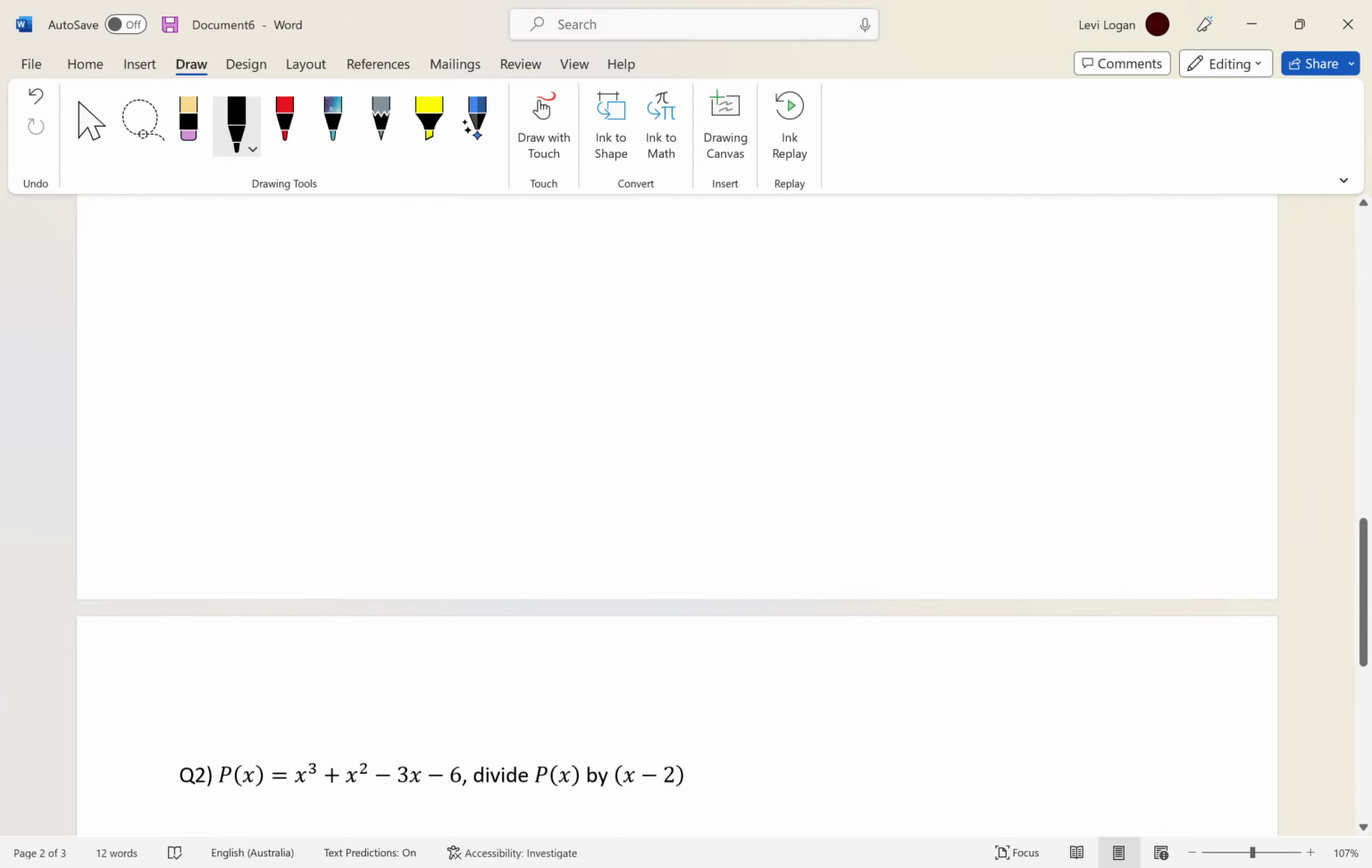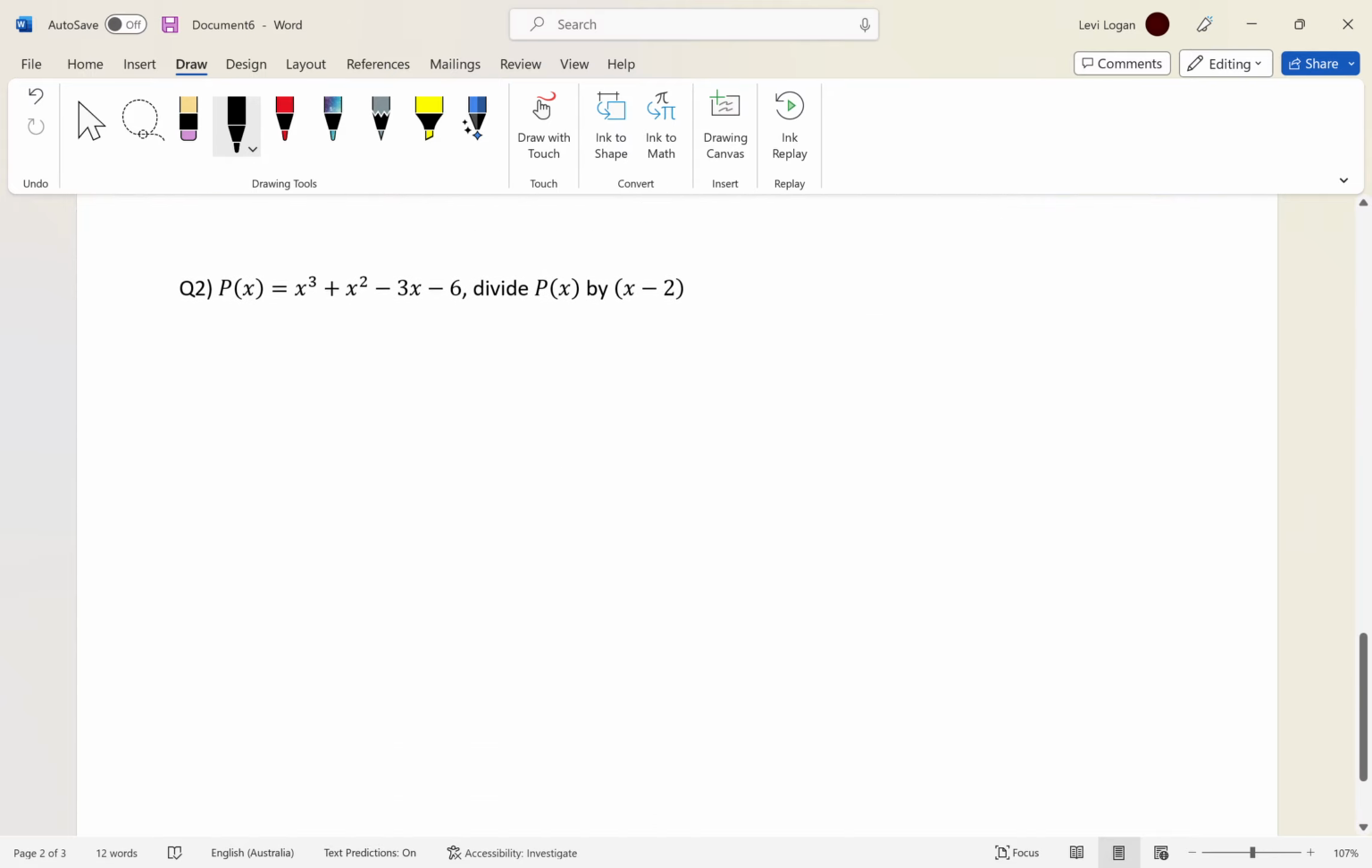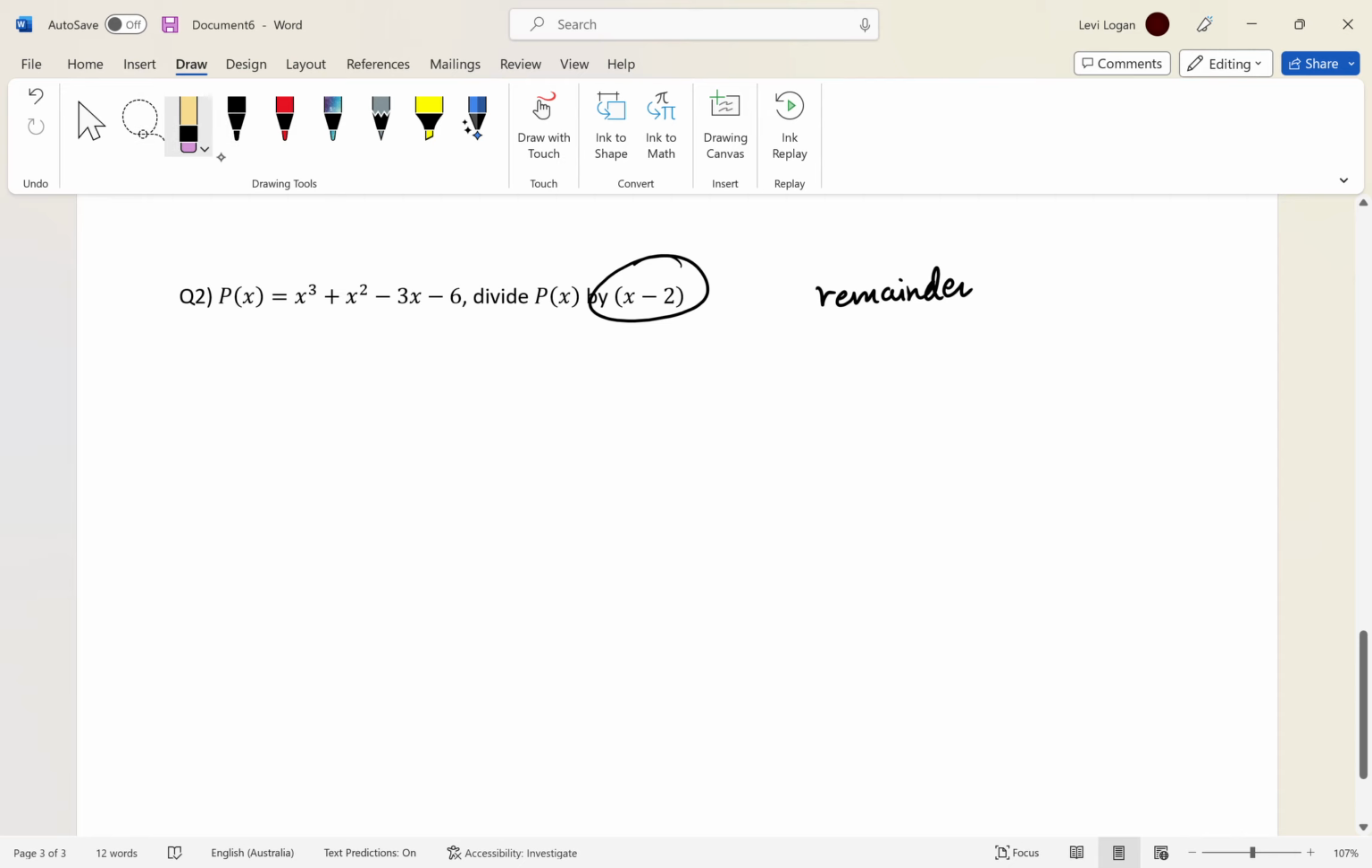So let's have a go at this one. Question 2, p of x is such and such. Divide p of x by x minus 2, alright? And I want you to find the remainder, okay? So whatever is left over when you divide p of x by this, alright? So if you want to have a go, feel free to pause the video and have a go.